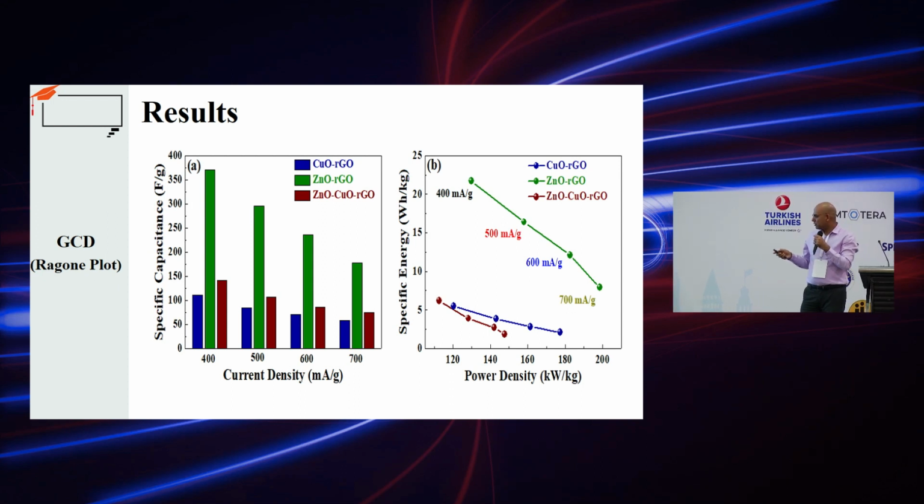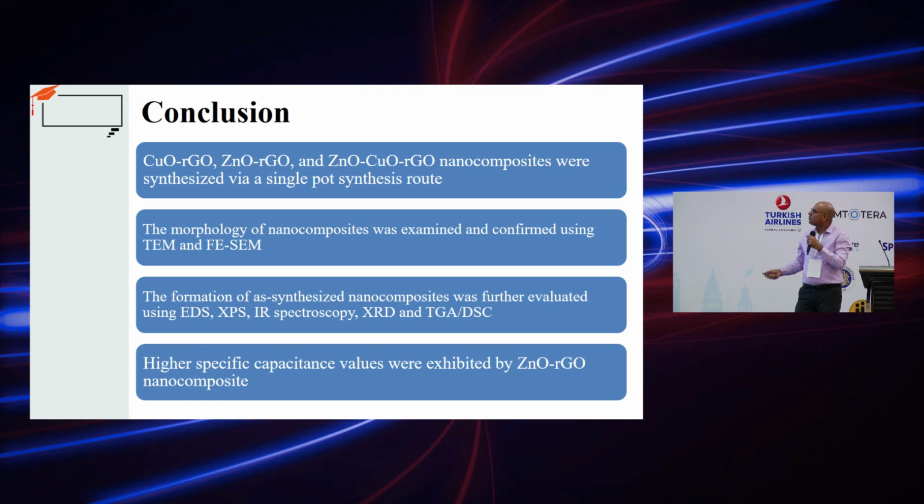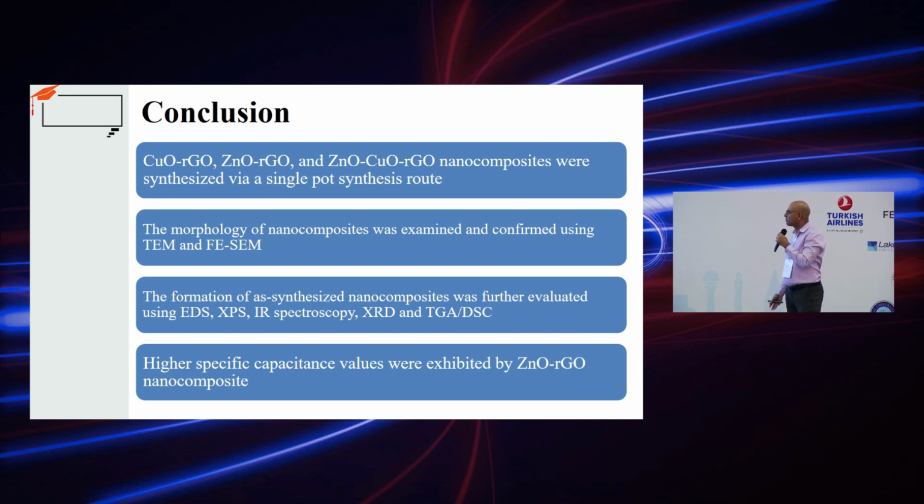So these are all the results, and then very quickly jumping on to conclusions: we have prepared all three nanocomposites by a single-pot synthesis route, and we have studied the morphology of these nanocomposites with electron microscopies. We have also studied these nanocomposites using various characterization techniques, and finally the higher specific values were exhibited by zinc oxide, reduced graphene oxide.